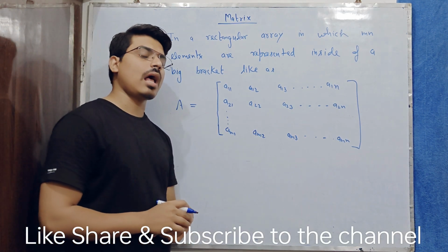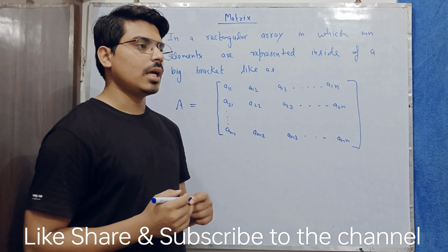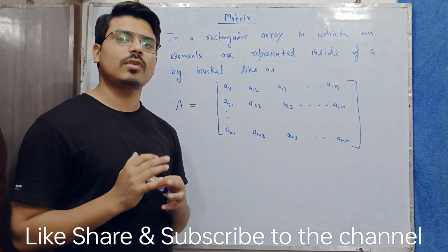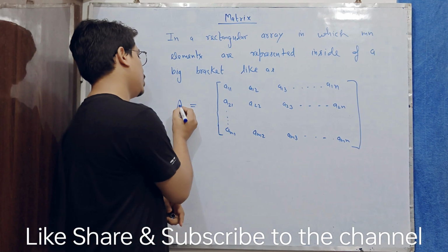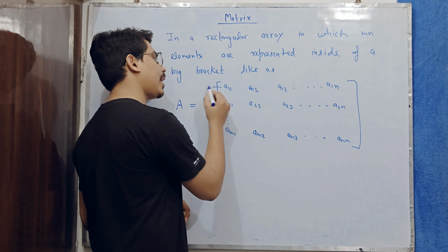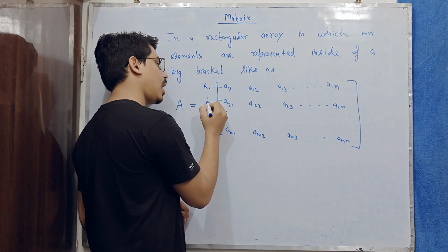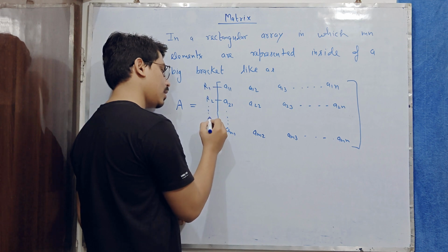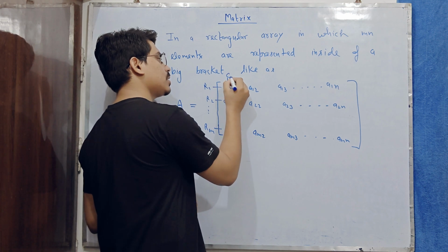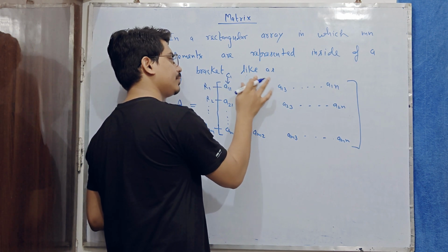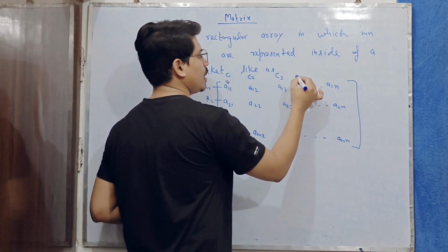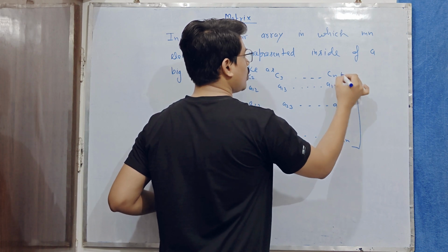If you name it as a capital letter A, always remember this in your mind: every matrix is represented by some capital letter of the alphabet. So I write here capital A. This is the rectangular array in which R1 R2 up to Rm rows are represented, and C1 C2 C3 up to Cn columns are represented.